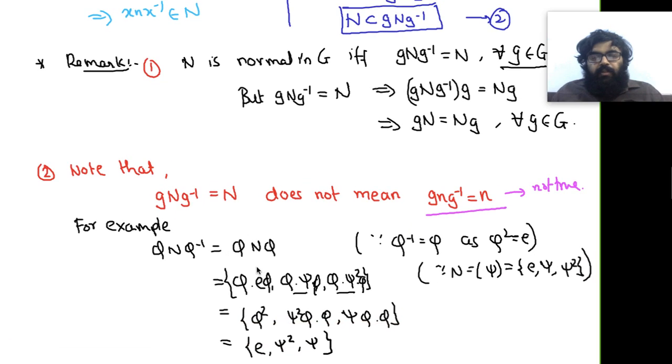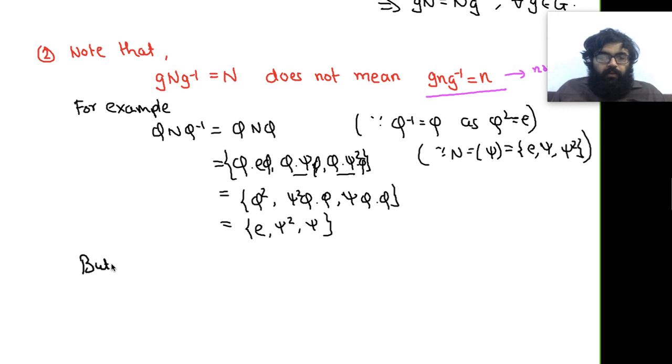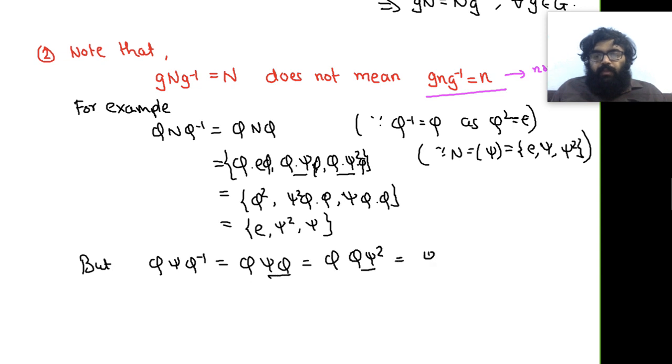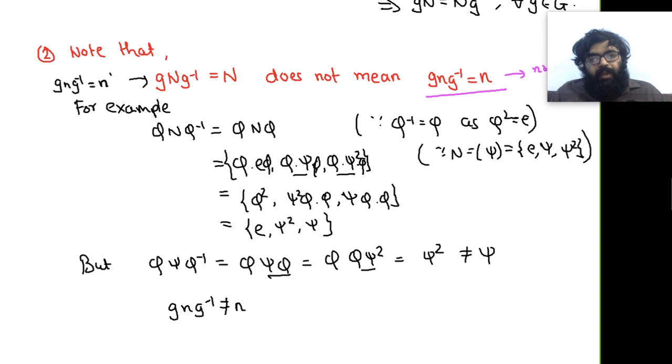So as a set, this is what we have seen. But phi psi phi inverse is phi psi phi, which is nothing but phi psi square, which equals psi square, which is not psi. So G N G inverse equals N does not mean that each element is fixed. As you can see, phi psi phi inverse is not equal to psi, it is equal to psi square. Is it clear? As a set it is this, but it does not mean that the element is like this. What it means is that if I take an element G n G inverse, it belongs to N, so it equals some n prime, where n prime is in N. One has to take care of this and not confuse it.